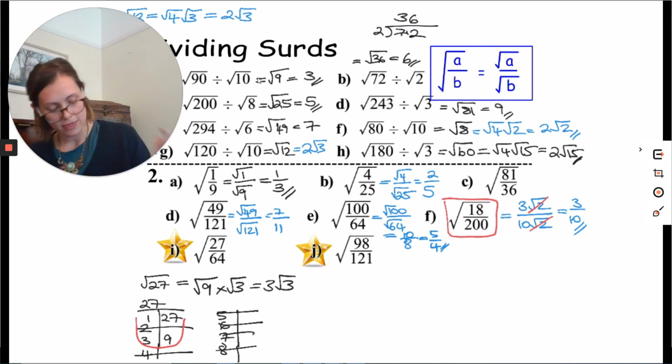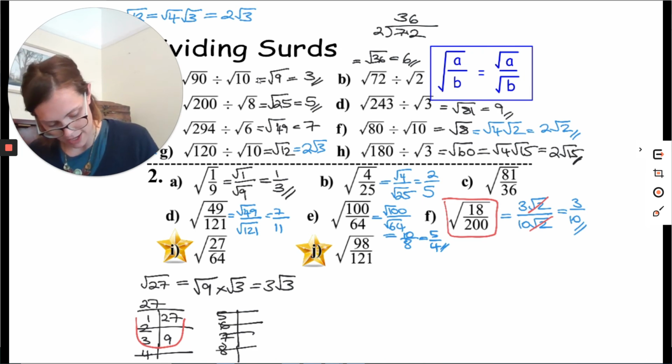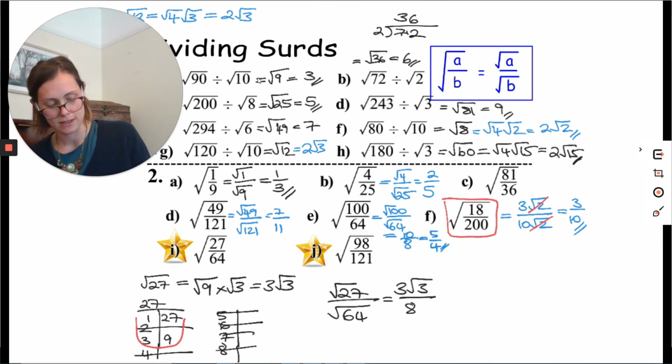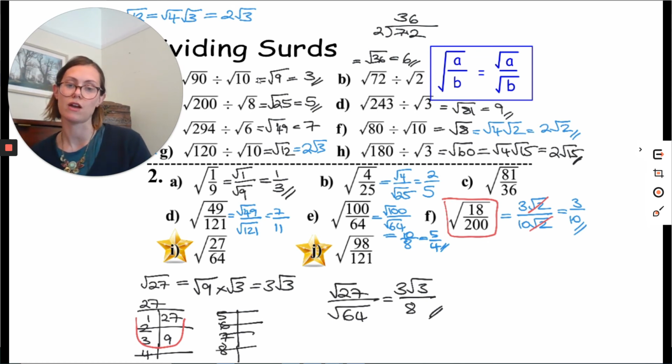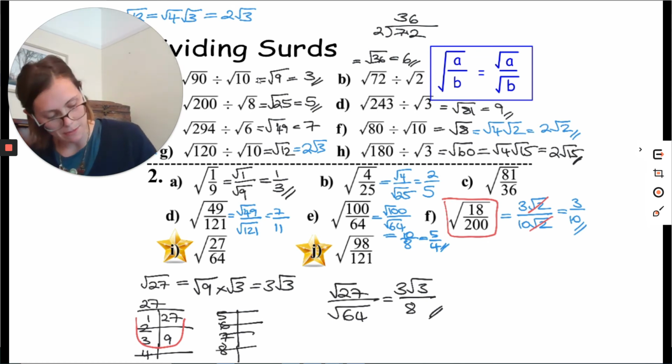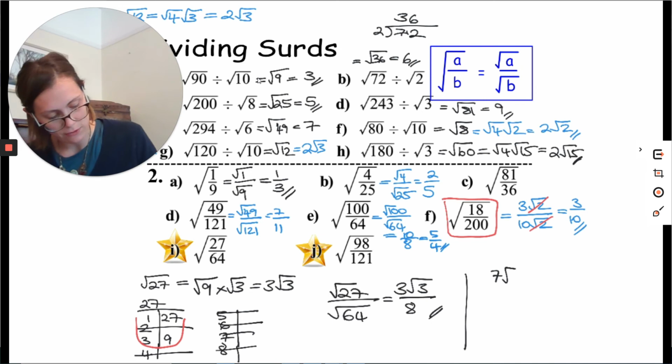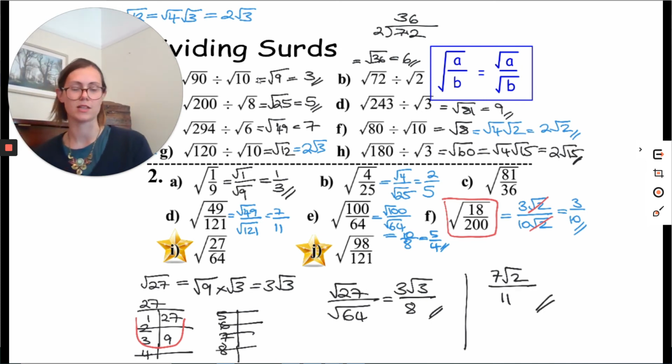Now I can square root the bottom. So when I rewrite this, I rewrite it as the square root of 27 over the square root of 64. So on the top I get 3 root 3, and on the bottom I just get the 8. So that's my answer, 3 root 3 over 8. And you can do a similar thing with that last question. So you can square root 98, and when you simplify square root 98, you get 7 root 2. And if I square root 121, I get 11. So that's why my final answer is 7 root 2 over 11.